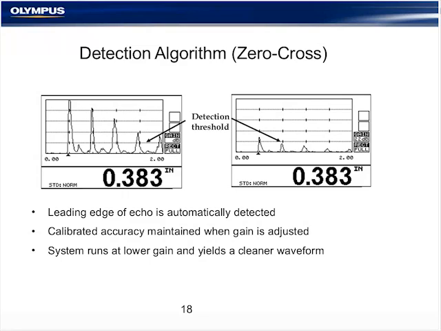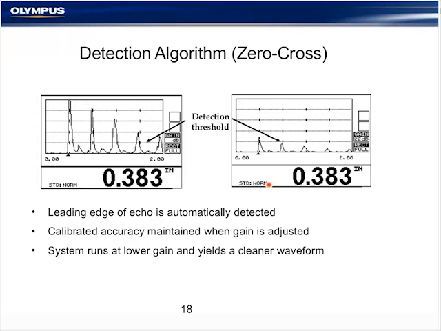The detection algorithm that we would consider a zero-cross algorithm, or our Olympus thickness gauge detection algorithm, doesn't worry about which peak is being measured or the flank at a certain level. Instead, we set a certain detection threshold. As long as the signal strength is higher than roughly 15 or 20% screen height, the instrument is going to register an echo as a backwall echo.